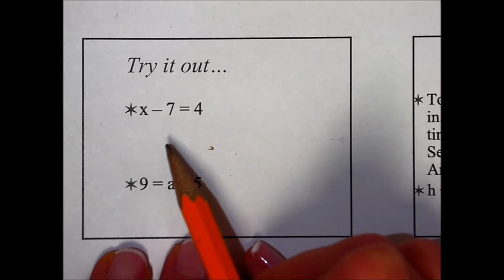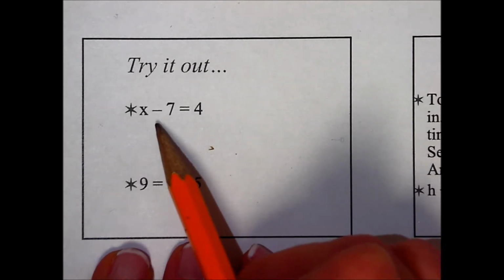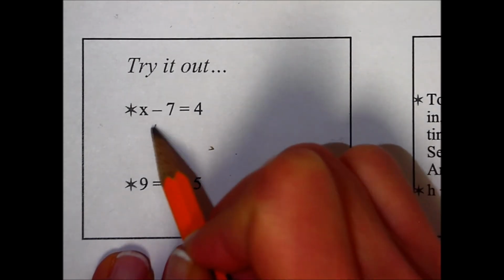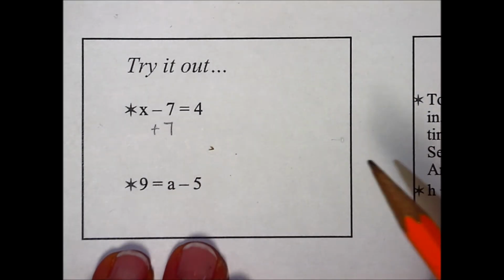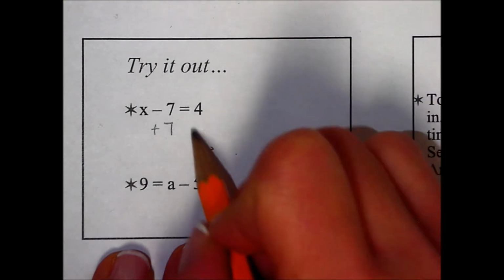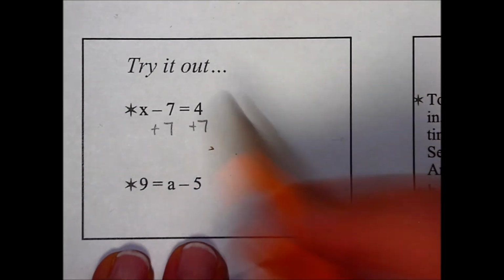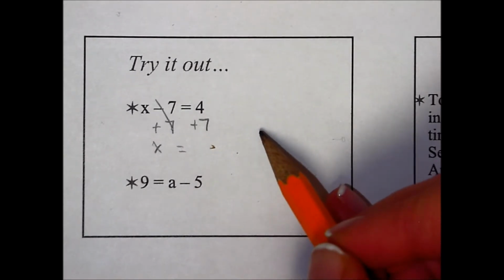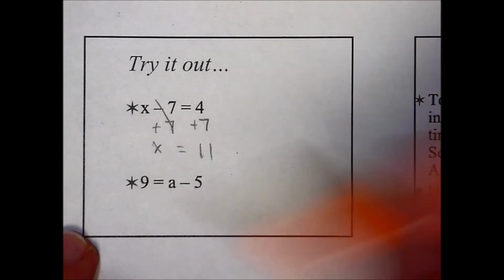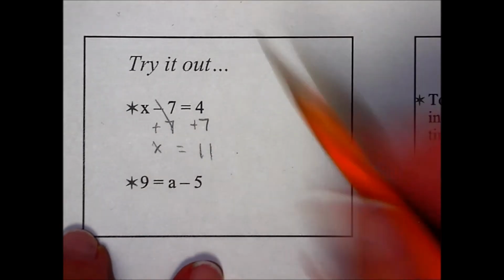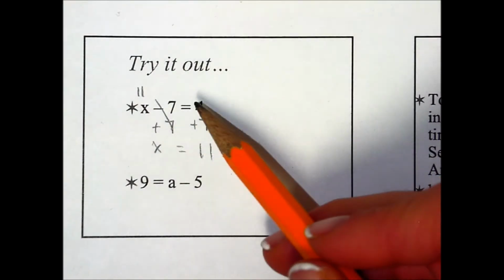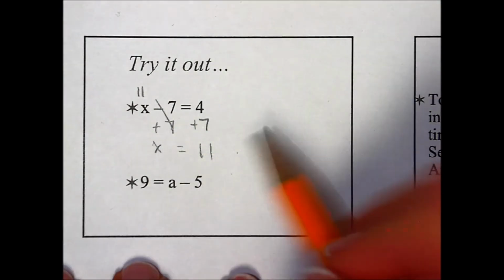On this equation, I want to get rid of the minus 7, so the opposite or inverse will be to add 7. And what I do to one side of the equation, I must do to the other. So 4 plus 7, and it'll cancel this out for me. X is by itself. So 4 plus 7 will give me 11. Now I can check my answer. Plug in 11 here. 11 minus 7 needs to equal 4, and it does. My answer checks.